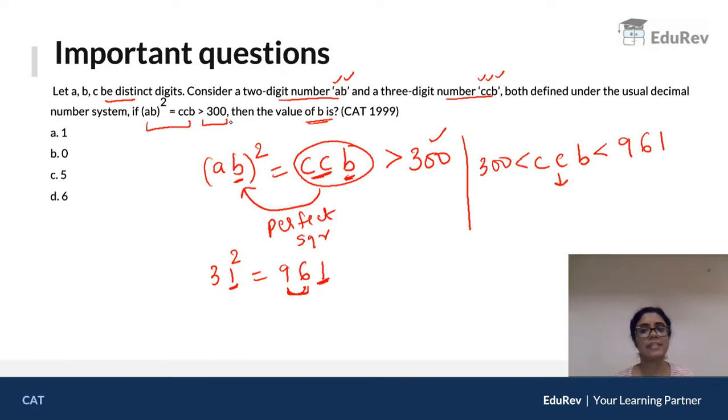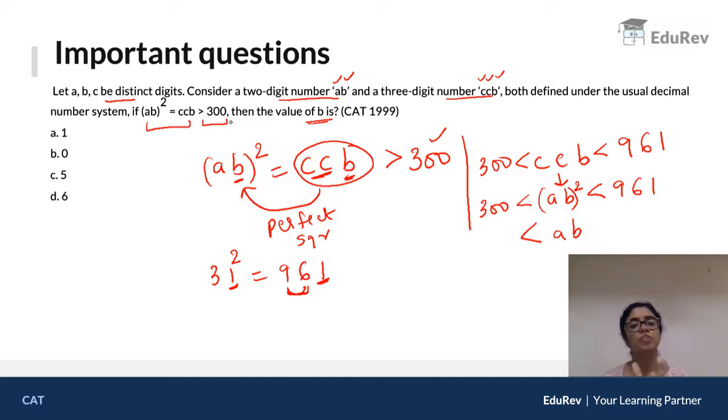So can I say CCB is nothing but AB square, AB the whole square. The range is between 300 and 961. If I ask you what is the range for AB, we'll have to define the square roots. ठीक है, 300 का square root तो नहीं है, but 300 से बड़ा number होना चाहिए. So the closest value to 300, which is a perfect square, is 324, which is 18 squared. So your AB has to be greater than 18, but it has to be less than 30.